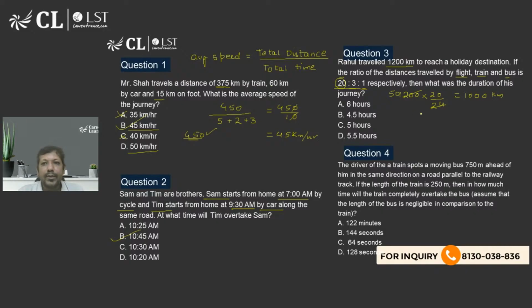Okay. Now 1200 into 3/24. That comes out to be what? This is 50. So this comes out to be 150 kilometers. Now the next distance comes out to be what? 50 kilometers. So basically by flight 1000 kilometers, by train 150 kilometers, and by bus 50 kilometers. And this is what we got.